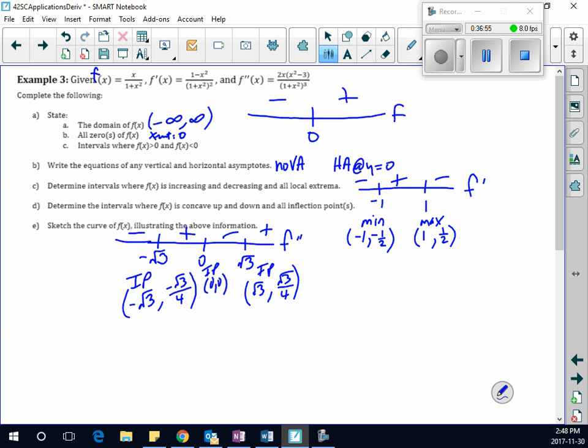So now we're going to sketch it. If it's an asymptote, it has to change sign, and then it can't be an undefined region, right? Yeah.